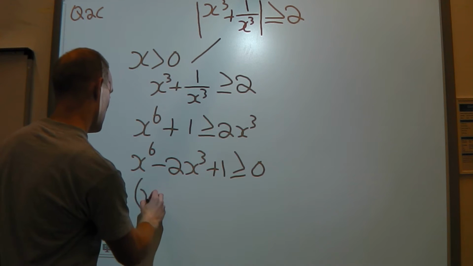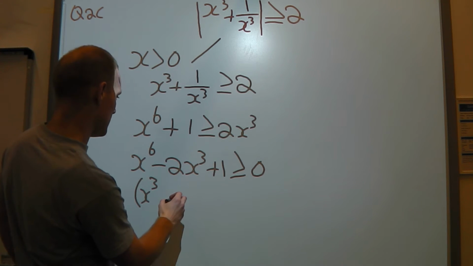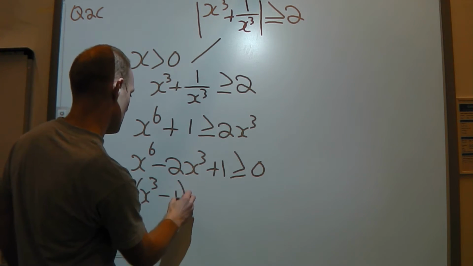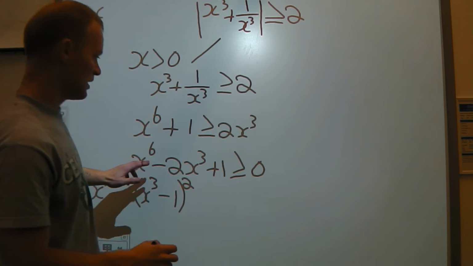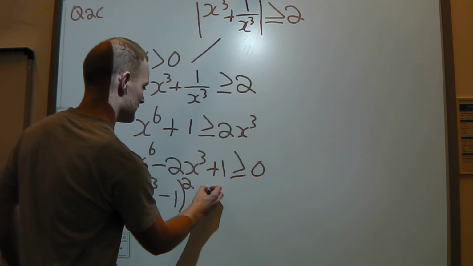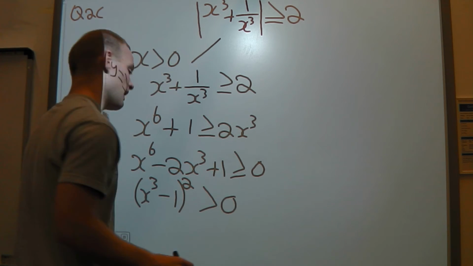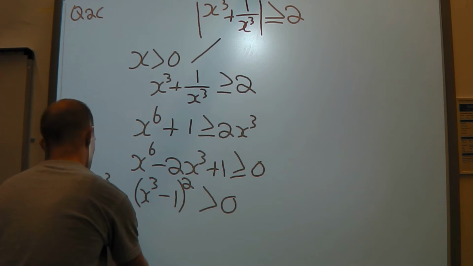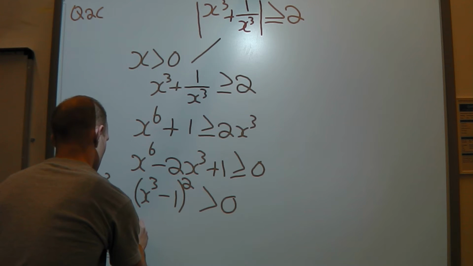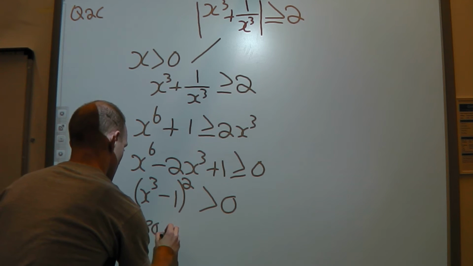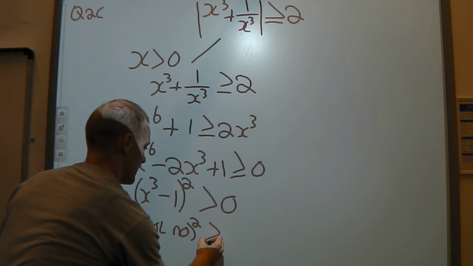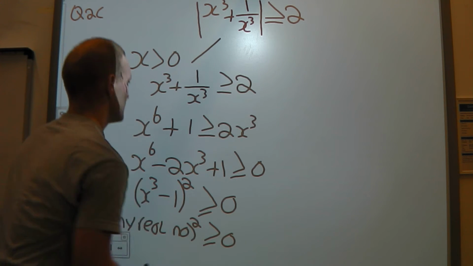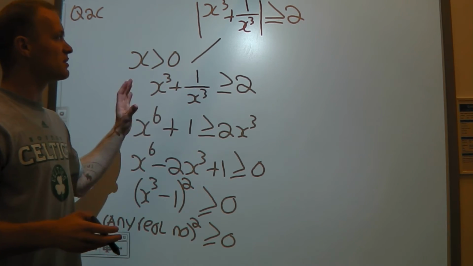So here we are, x cubed minus 1, all to be squared. That's just a way of factorizing that. x cubed minus 1 times x cubed minus 1 is equal to the top line there. So we know that that is greater than or equal to 0. We know this because any real number squared is greater than or equal to 0. So we know what's true here. We've proved it true for the positive x term.